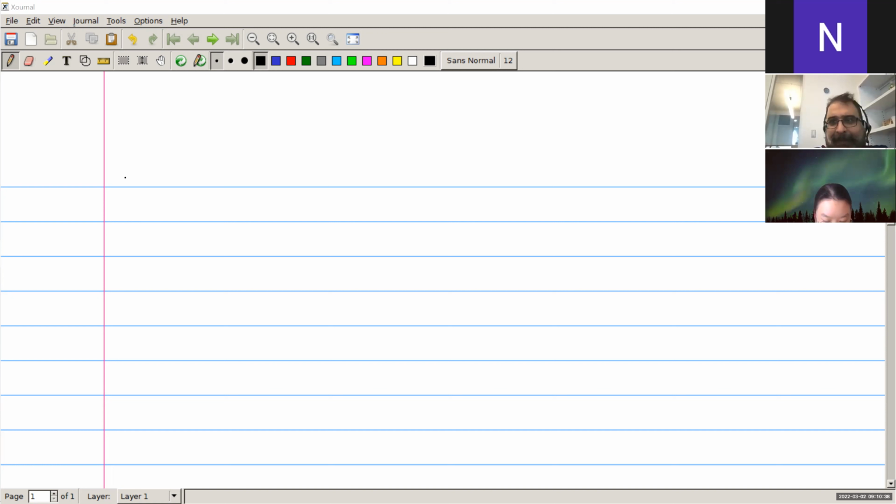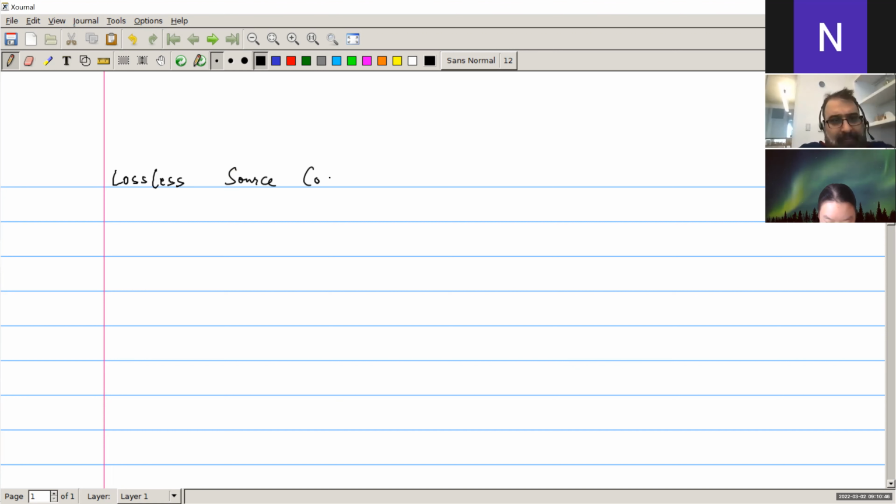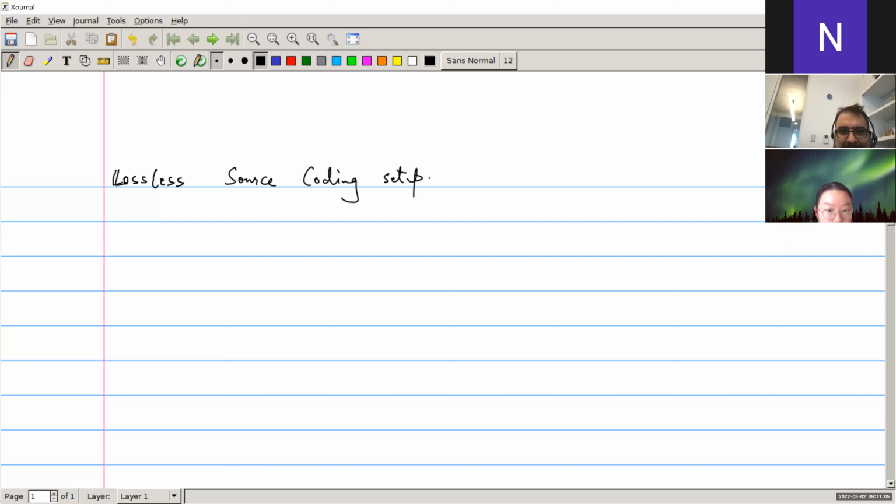Okay, so today what we are going to look at is lossless. Lossless means you want to represent the data as is. Suppose the encoder represents the data. So there is some data. Our data is a bunch of random variables.